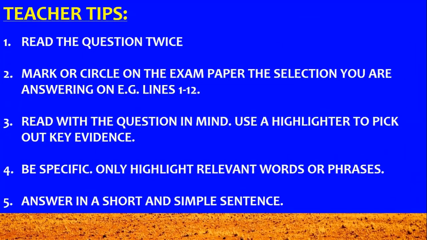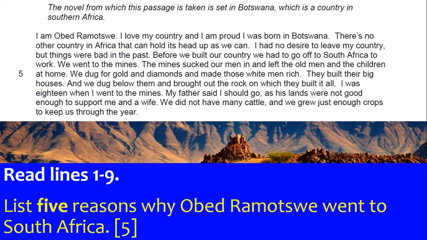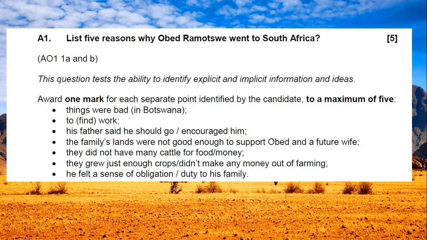Okay, so again, look at the tips: read the question, mark where the lines are, 1 to 19, and then highlight key evidence. So there it is. If you want to pause, have a look. Otherwise, we'll look at it together. First of all, one reason why he left was that things were bad in the past. Another reason is that he needed to work. Another reason is that his father said he should go. Another reason was there wasn't enough money to support him and a wife. Another reason was they didn't have enough crops, so he had to go and do something else.